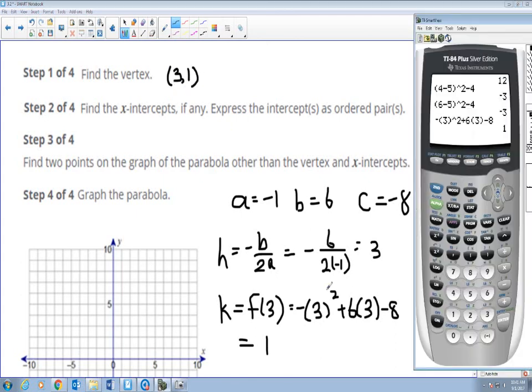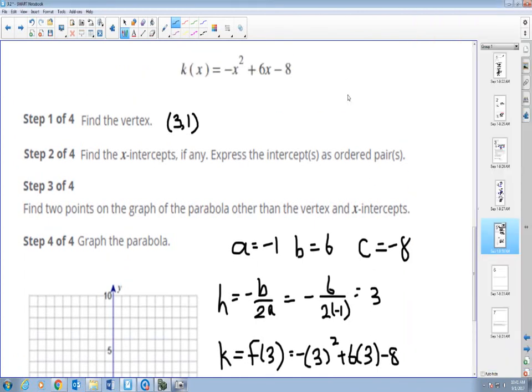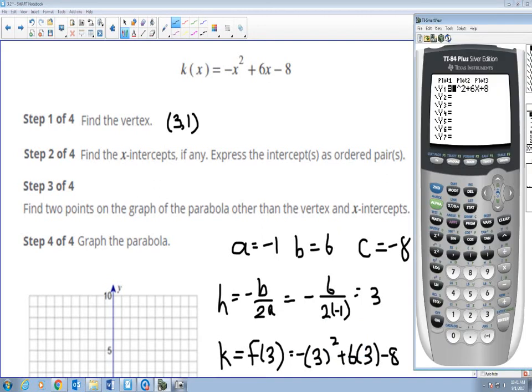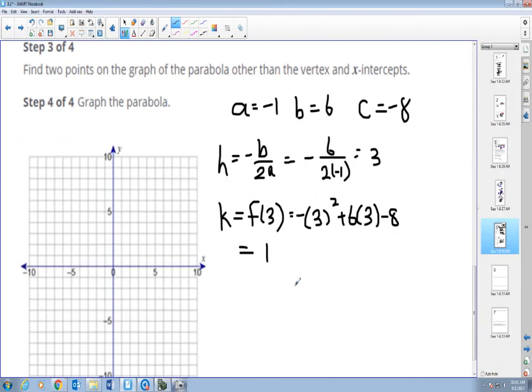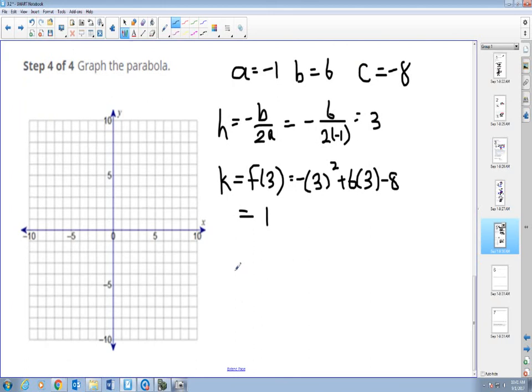Alright, I'm going to see this picture, see if it will cross over the x-axis, okay? Maybe, maybe not. Negative x to the second power plus 6x minus 8. Oh, yes it does, right there. Very good.